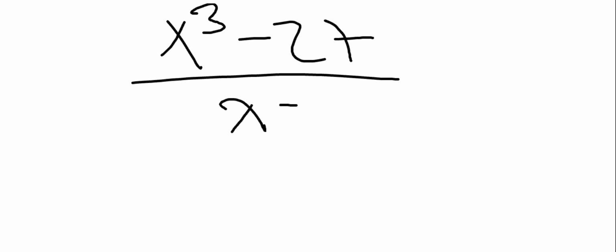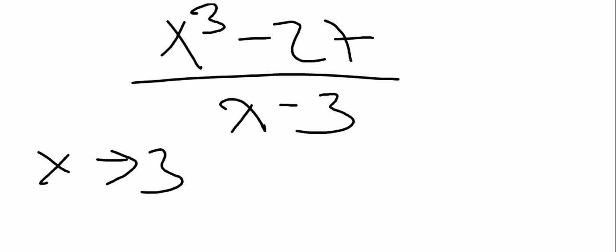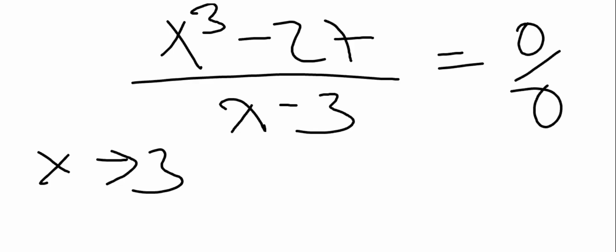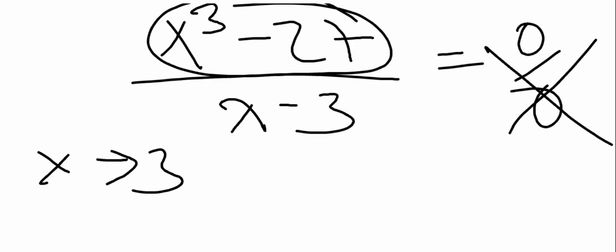So we also have x cubed minus 27 over x minus 3, as x approaches 3. When we replace directly, we have 0 over 0, which is undefined. So we need to factor out the top part. How do we factorize this top part? Save this. We have the formula. You should save this formula.